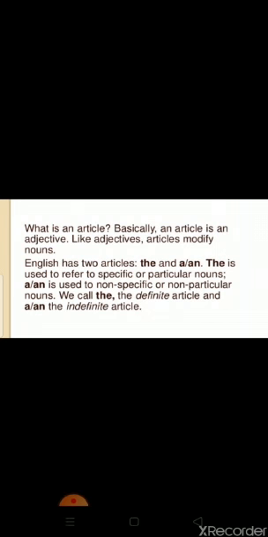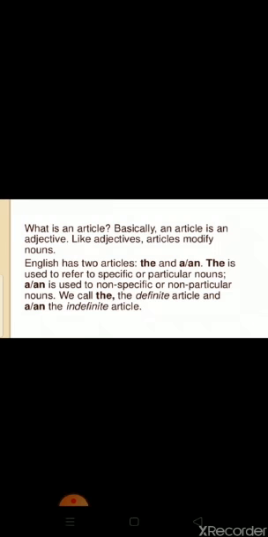English has two articles, the, and a and an. The is used to refer to a specific or particular noun. A or an is used for non-specific or non-particular nouns.